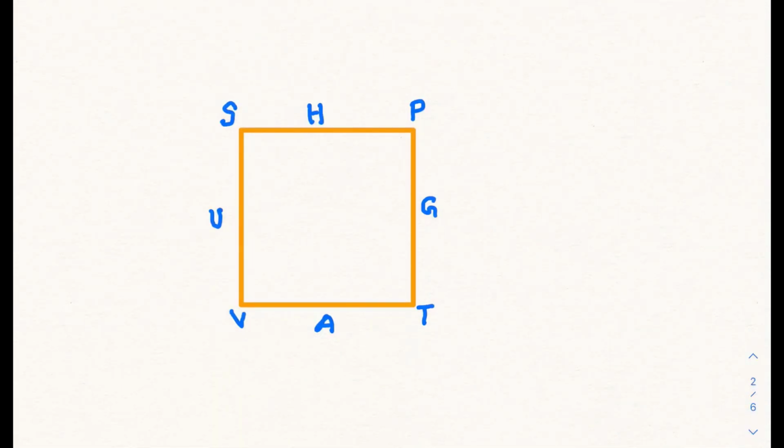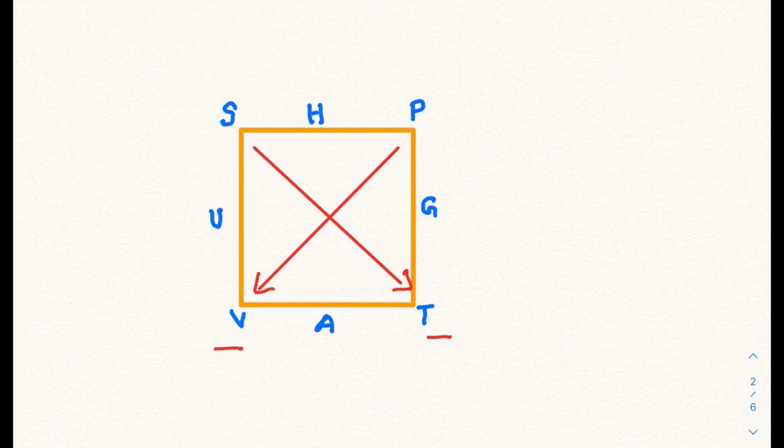Now, to begin with, let's draw a square and sequentially arrange the thermodynamic variables on the square like this. Place the arrows as shown. This is very important because the pointer of the arrow indicates minus sign while the other end indicates plus sign.